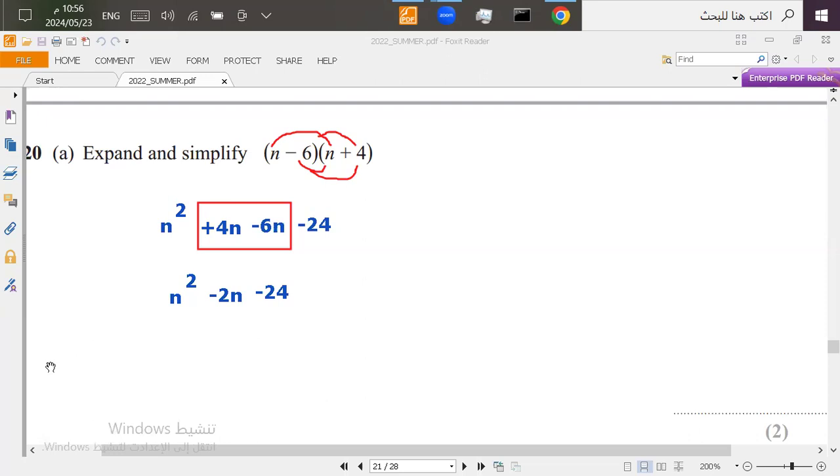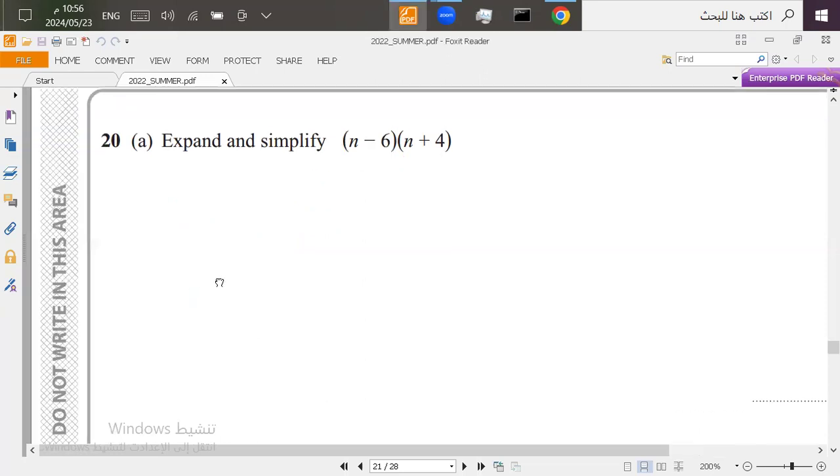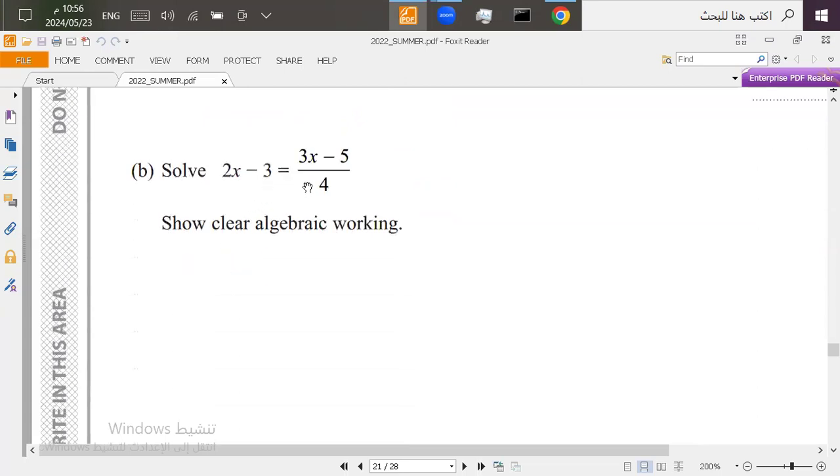Question A, solve this and show clear algebraic working. Now to solve this, first, we imagine that this one is a numerator with a denominator of 1, and then we cross multiply like this. So when we cross multiply, we're going to multiply 3x minus 5 by 1. So we will have 3x minus 5, same. And then we're going to multiply the 4 by 2x minus 3. So we write the equal sign and then 4 brackets 2x minus 3 like this. And then we close brackets.